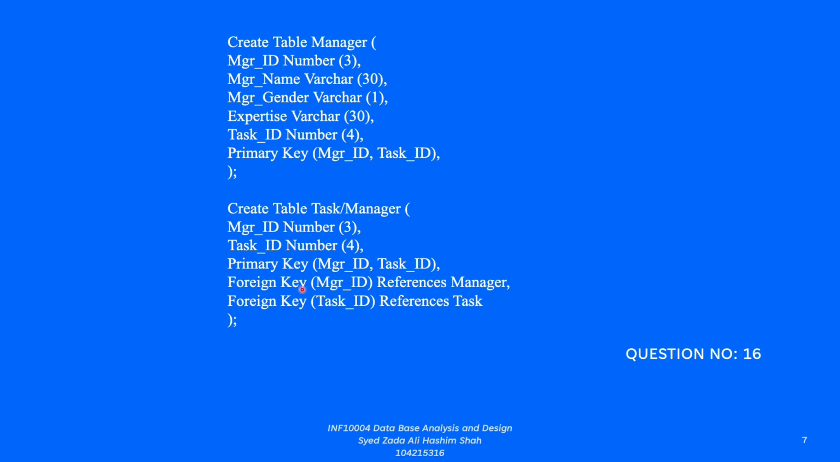If we have a weak entity, then we have foreign keys. The weak entity takes two primary keys, one is manager ID and one is task ID. So a foreign key always comes when we have a weak entity, and it takes references. Manager ID is a foreign key taking its primary key from the manager table, so we give the reference to manager. Task ID is also a foreign key, and it takes references from the task table.